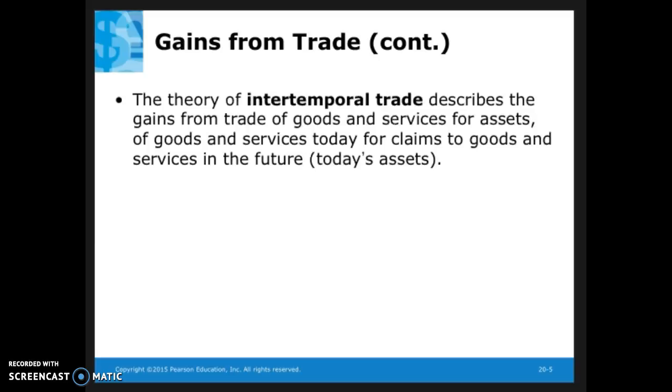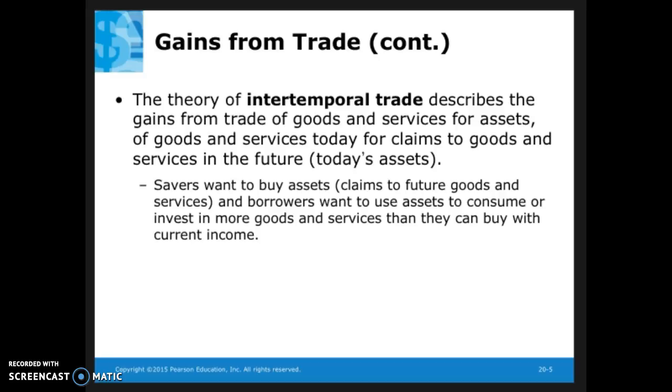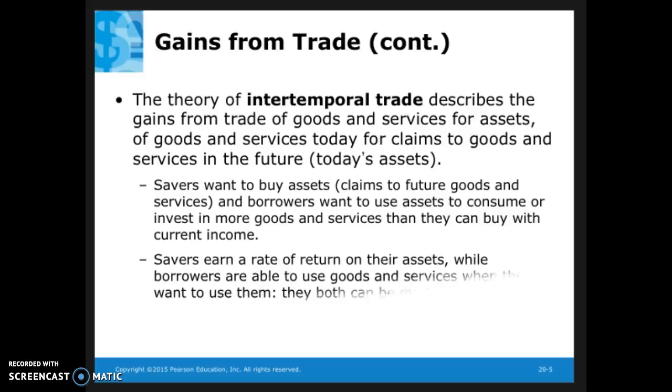Next, we have the theory of intertemporal trade, which describes the gains from trade of goods and services today for claims in the future. Savers want to buy assets, borrowers want to use assets to consume. Savers earn a rate of return on their assets, while borrowers are able to use goods when they want to use them, so they can both be made better off.